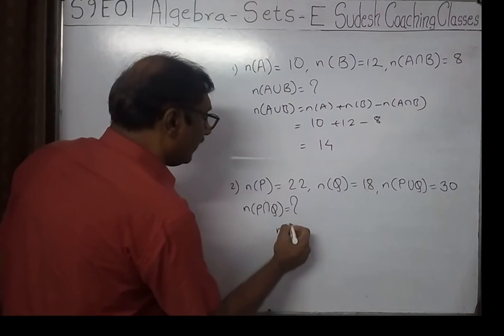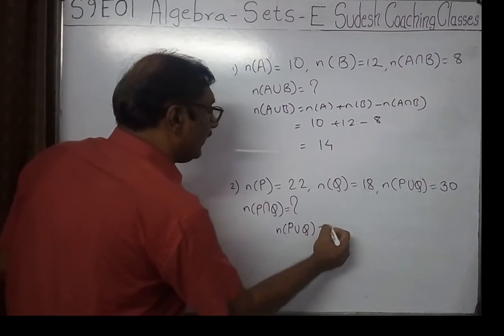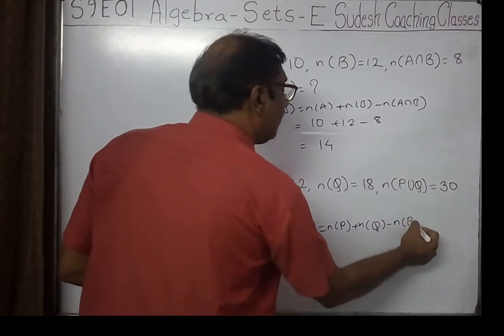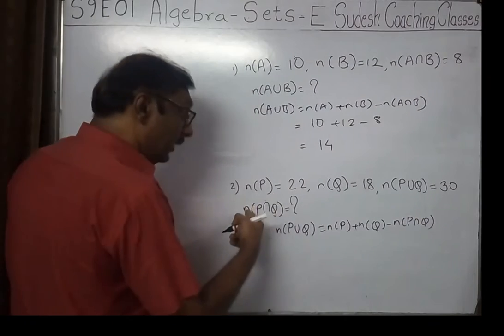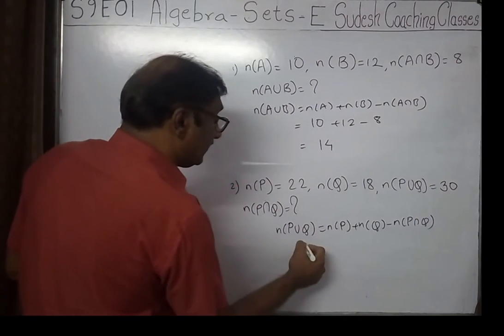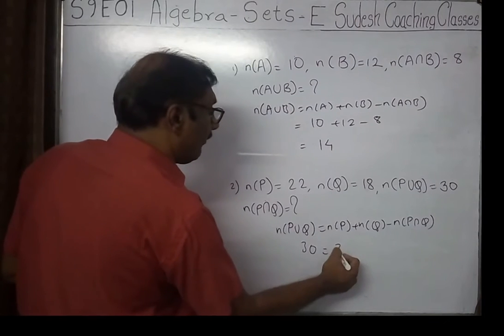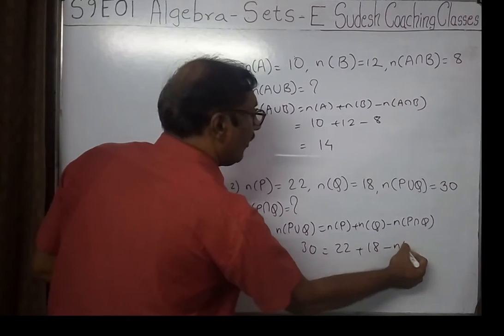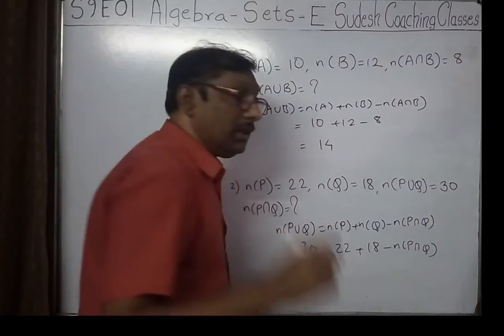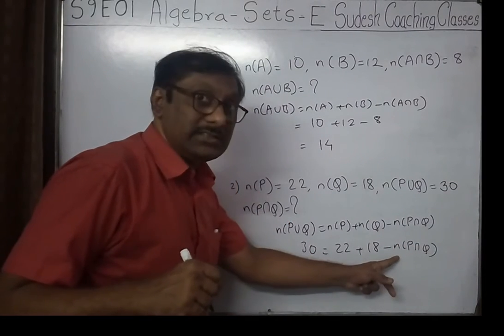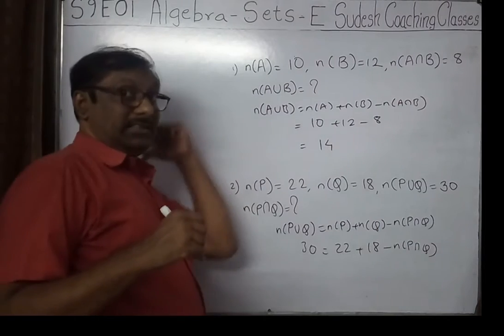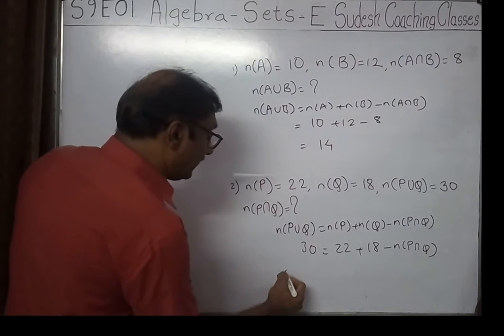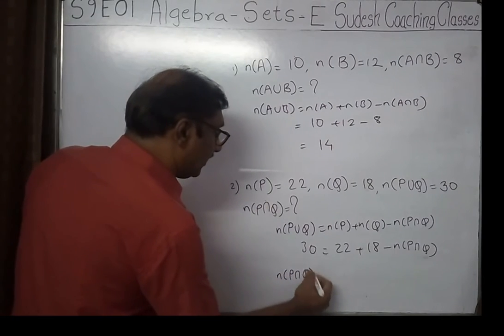Let's use that formula once more. N of P union Q is N of P plus N of Q minus N of P intersection Q. Now, what is N of P union Q? It is 30. What is N of P? 22. What is N of Q? 18 minus N of P intersection Q. Now what will it suggest to you? Because you have to find N of P intersection Q and it is a minus, shift it on the left hand side. What will happen? Minus goes over there, becomes plus N of P intersection Q.